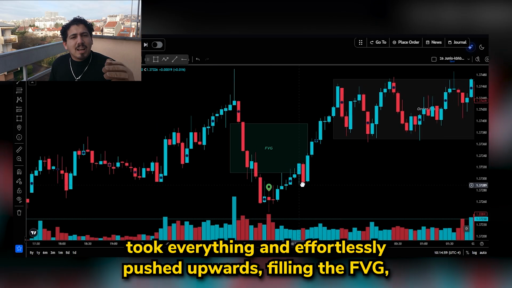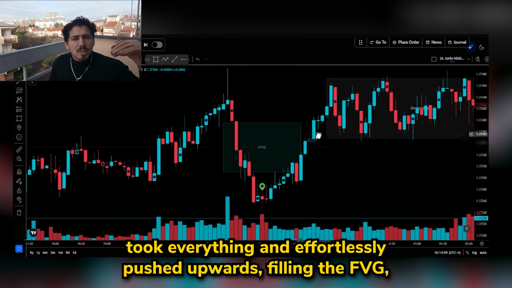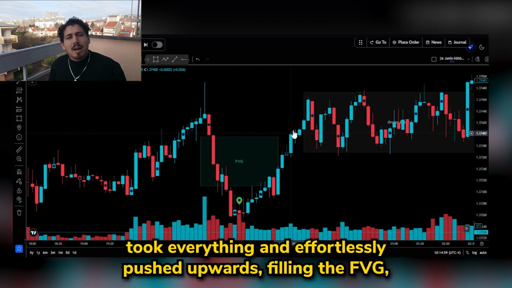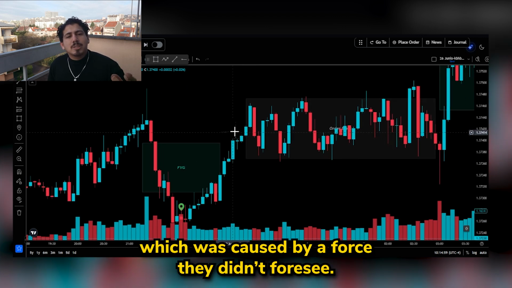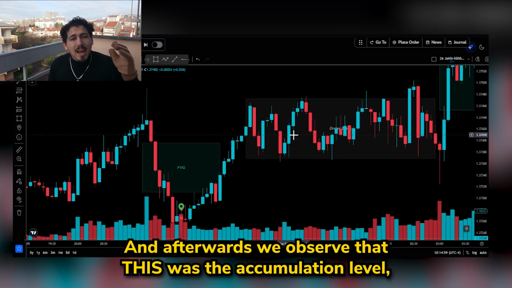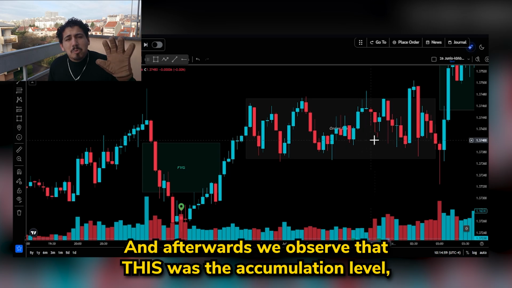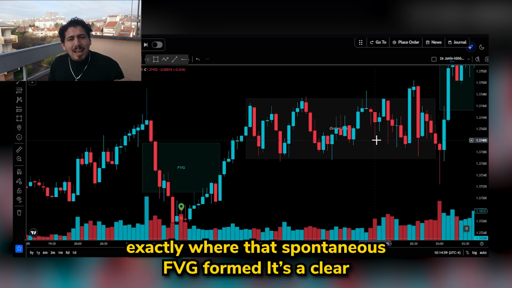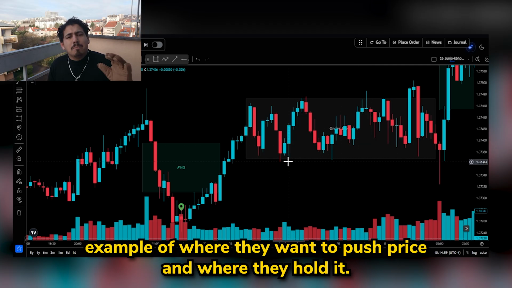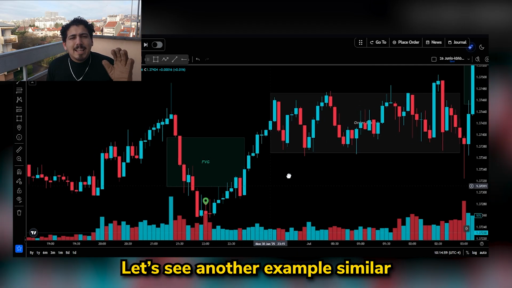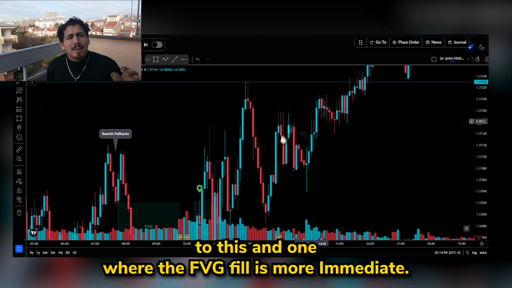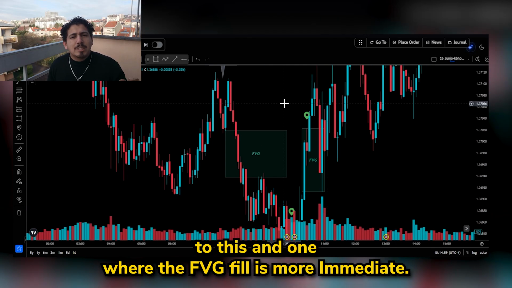Institutions took everything and effortlessly pushed upwards, filling the fair value gap, which was caused by a force they didn't foresee. And afterwards, we observed that this was the accumulation level, exactly where that spontaneous fair value gap formed. It's a clear example of where they want to push price and where they hold it. Let's see another example similar to this, and one where the fair value gap fill is more immediate.